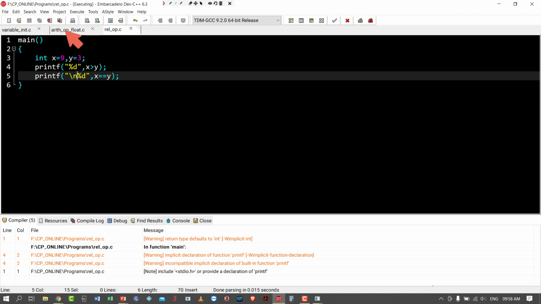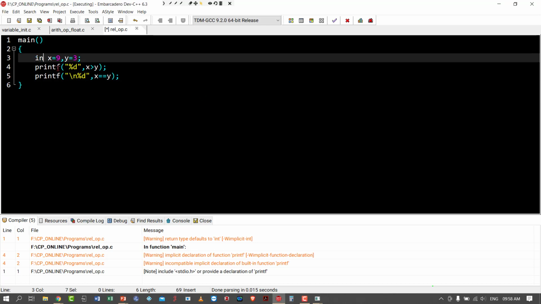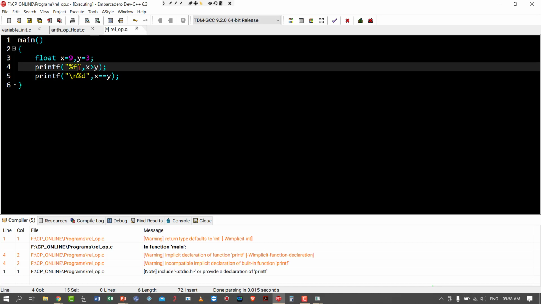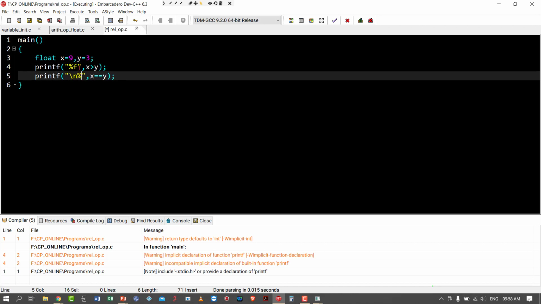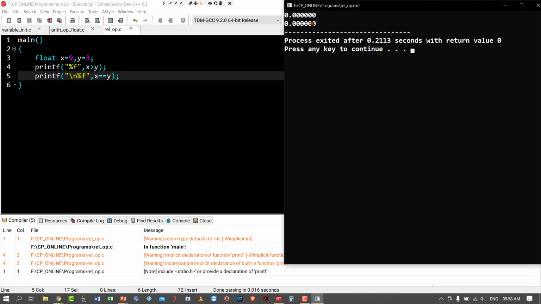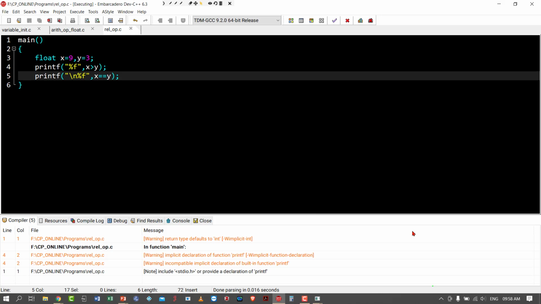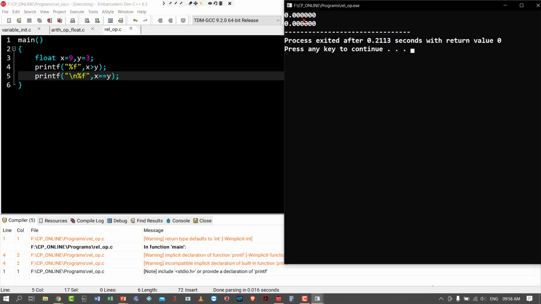Okay. So I will change it to float. Here, this percentage D, I'm changing to F. So here the thing is, let me take the output. Here I got the output, both are zeros. So what is my expected output? Expected output is 1 and 0.